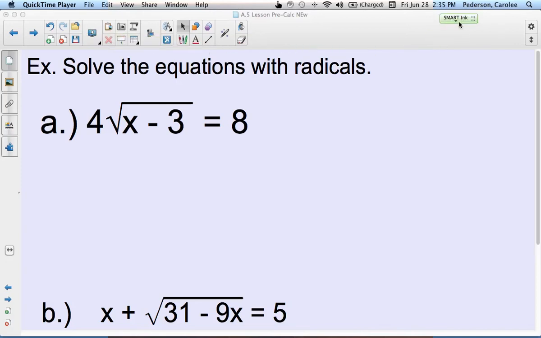Here's a couple examples of solving equations that have radicals in it. So this first example, 4 square root of x minus 3 equals 8. And we want to find out what x can be. So we want to do some undoing. The first step to undo is we want to divide both sides by 4.